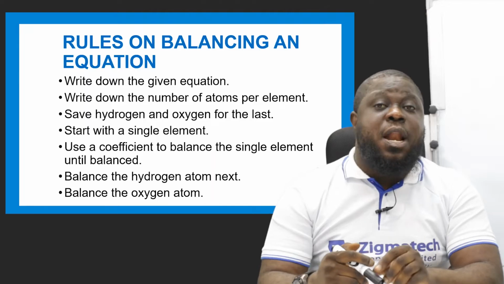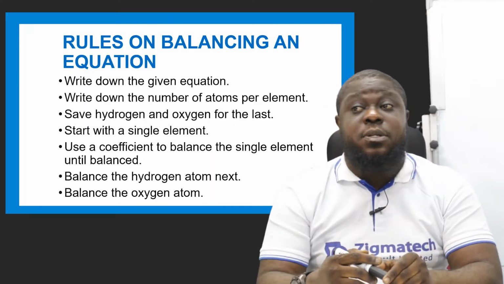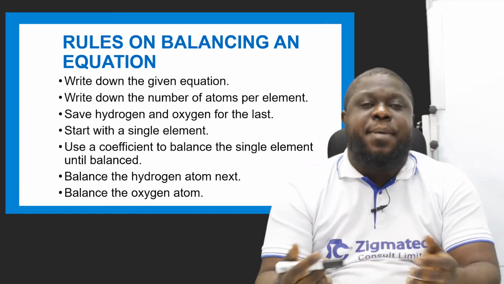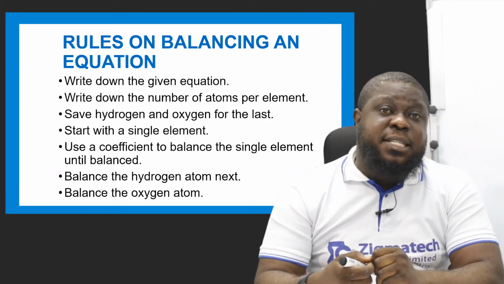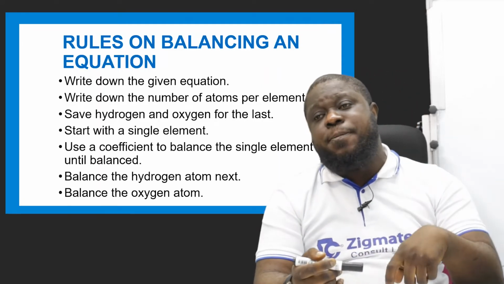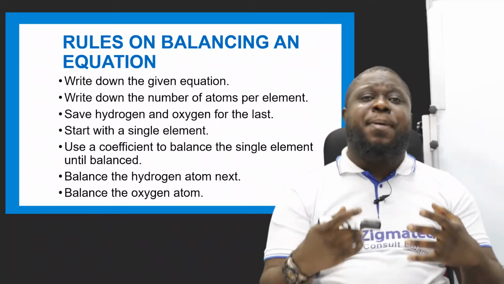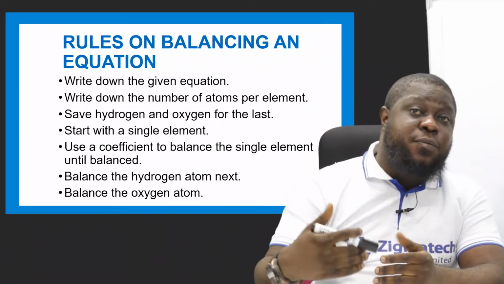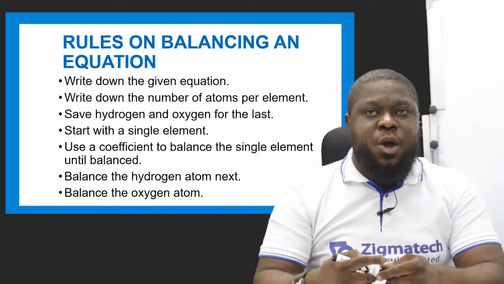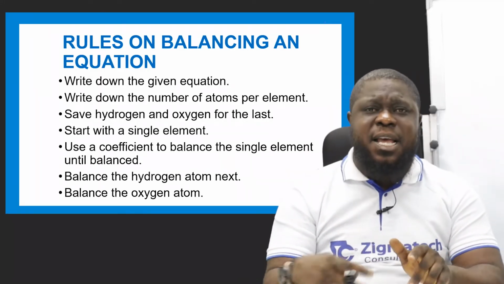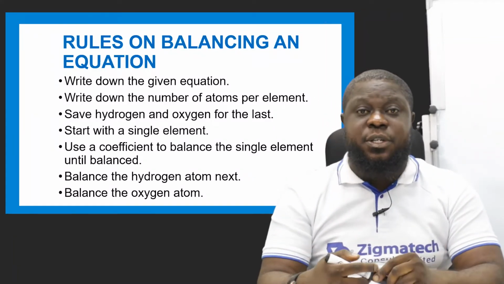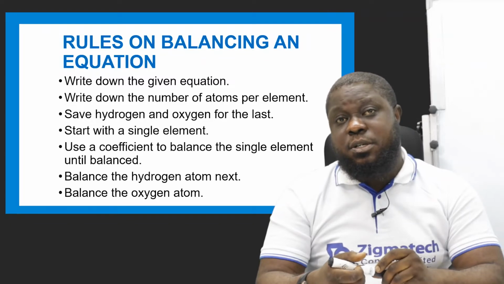Then start with a single element. You can start with the first element, or any other element. Anywhere you want to start, you start. Then they say use the coefficient to balance that single element until balanced. In essence, balance it with numbers. I told you balancing an equation is using mathematical numbers. When you see that the one you started with is balanced, you go to the next one. Then you balance the hydrogen atoms next. When you finish, the last one is to balance the oxygen atoms.